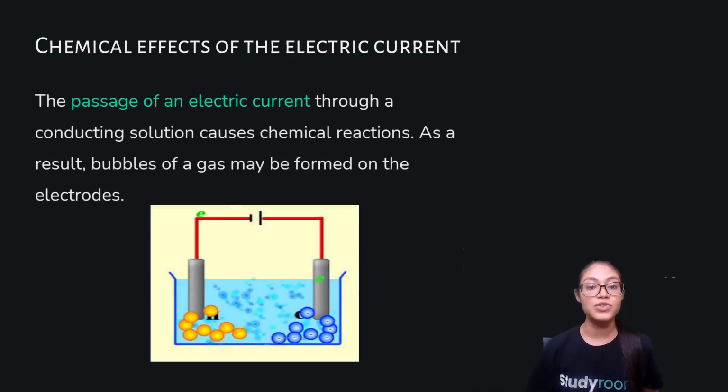Now, the passage of an electric current through a conducting solution causes a chemical reaction. When an electric current is passed through the conducting solution, a chemical reaction occurs. As a result, bubbles of a gas may be formed on the electrode. So this is the reason why the chemical reaction happens. Correct?